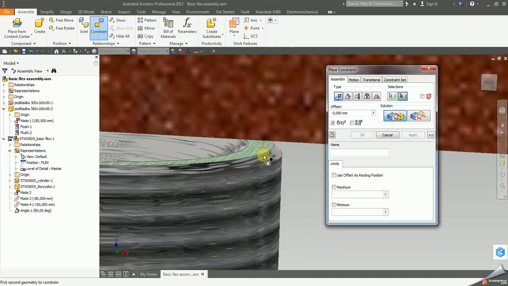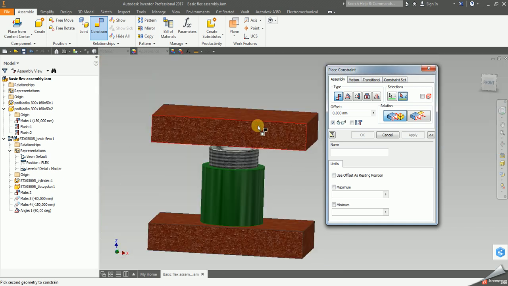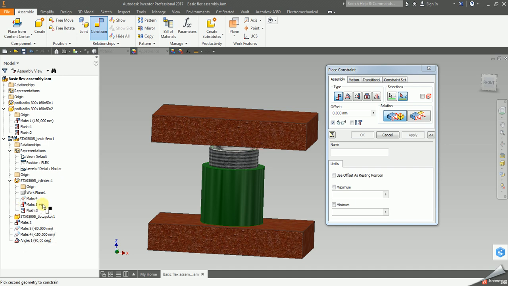In this particular case, I will try to constrain the upper flat surface of the piston to the upper flat surface of the upper support pad with the mate constraint. So I am trying to force the piston to be dragged out of the cylinder, and also to be placed against the mate constraint bottom to bottom, so basically against this one.